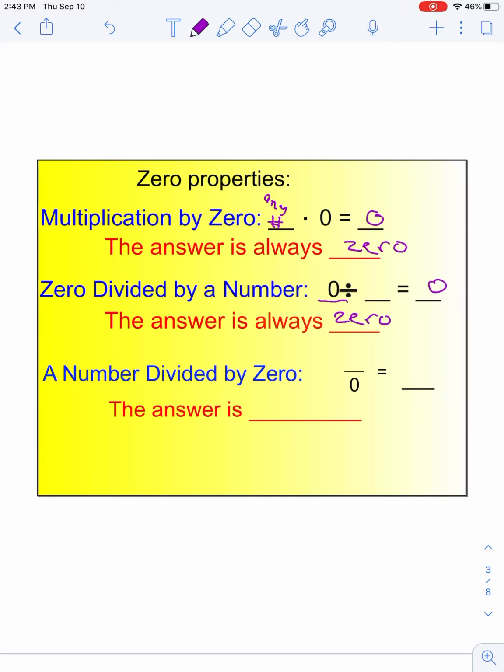So when you have some number divided by 0, or any number divided by 0, the answer is not 0. It is undefined. We don't define it. It can't be done. So we can abbreviate undefined as UNDEF, or you can spell out the whole word.